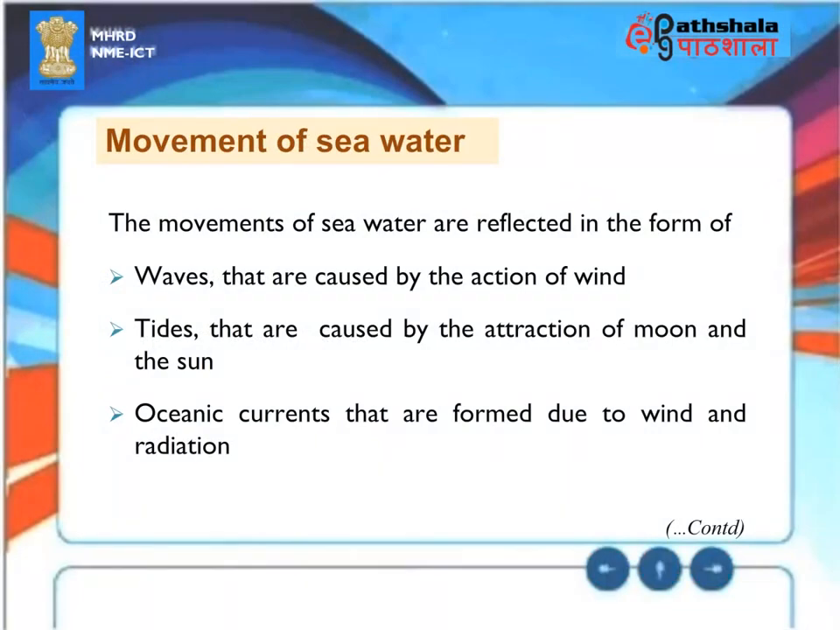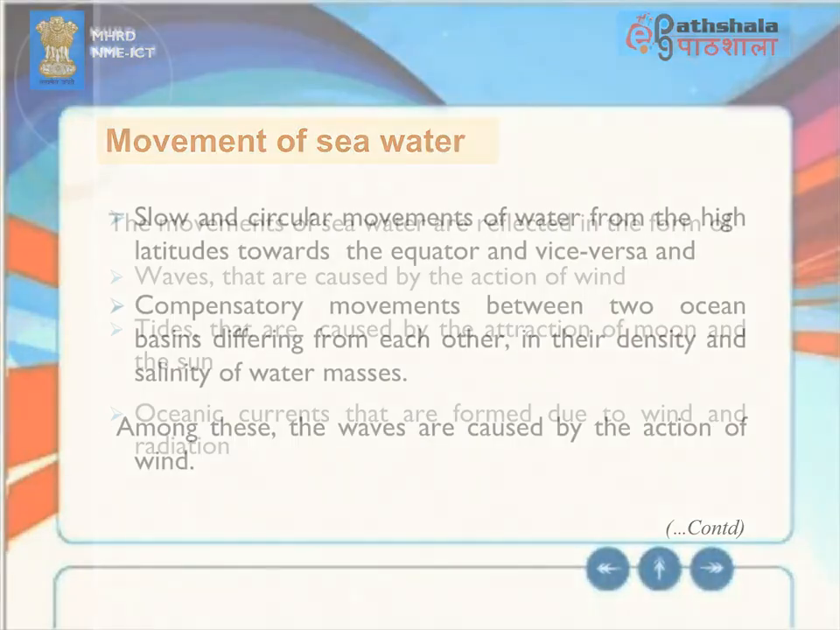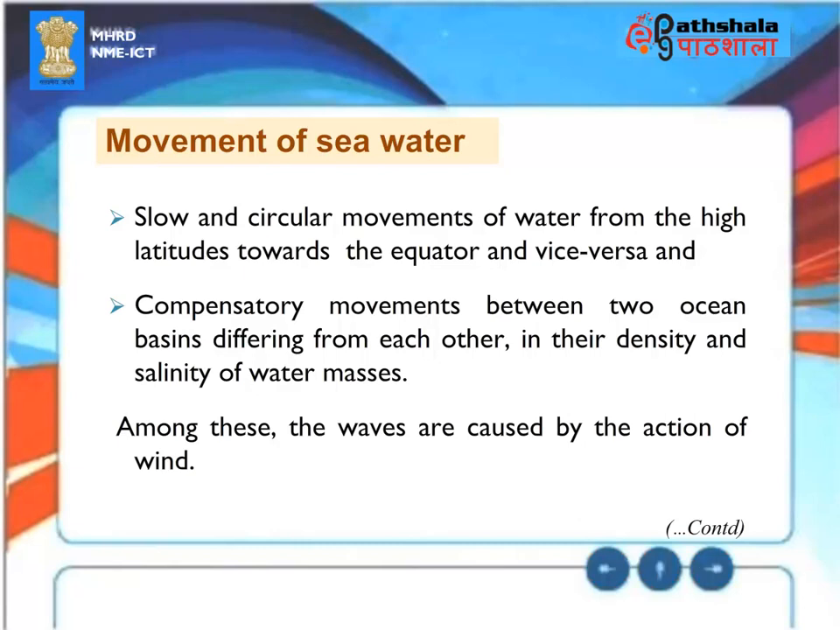Movement of sea water. The movements of sea water are reflected in the form of waves that are caused by the action of wind, tides that are caused by the attraction of the moon and the sun, oceanic currents that are formed due to wind and radiation, slow and circular movements of water from the high latitudes towards the equator and vice versa, and compensatory movements between two ocean basins differing from each other in their density and salinity of water masses. Among these, the waves are caused by the action of wind.